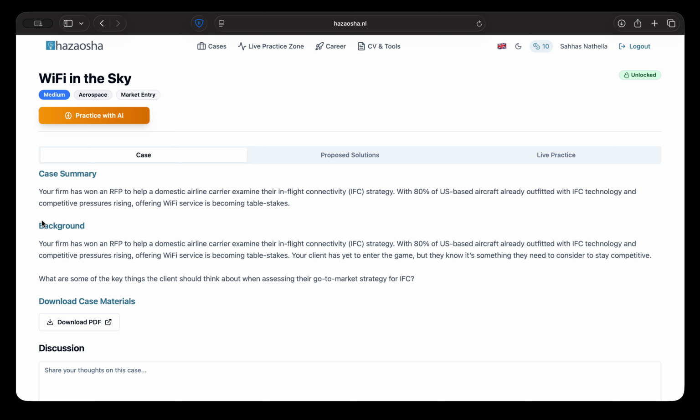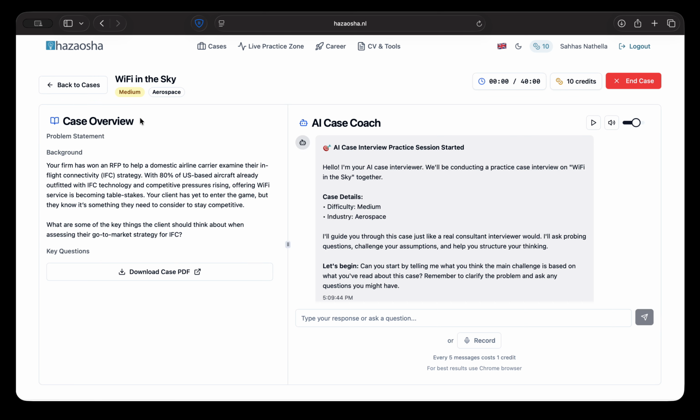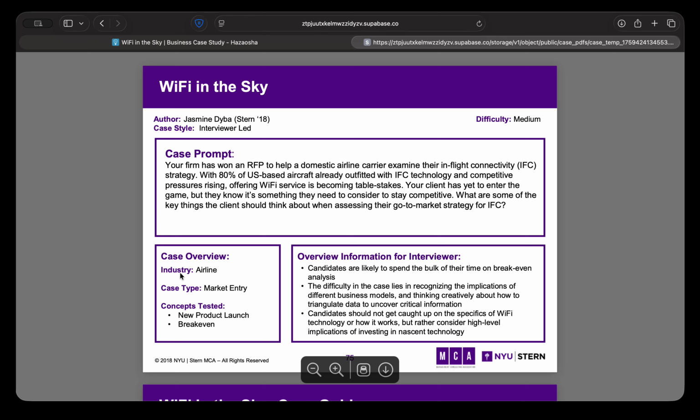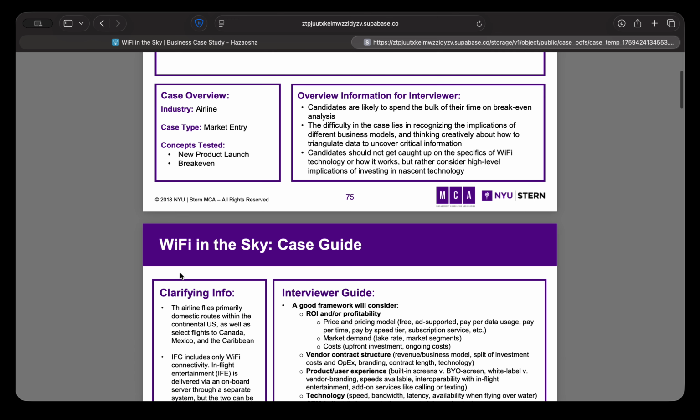To answer this case, we can use the help of our proprietary AI system. On the top left, you can see there's a practice with AI button. Click on the button. You'll now be redirected to the AI case coach. To get a more detailed overview of the case before you start with the AI, you can click on the download PDF button on the left side. If you click the button, it redirects you to the case. What this is essentially is the PDF of the case from the author. It has a lot of information in it.